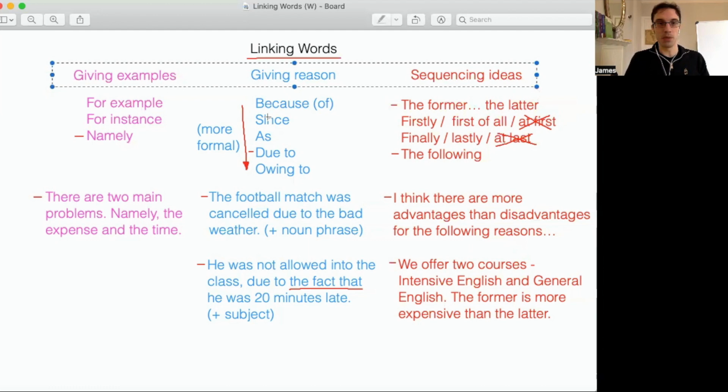If you do get the opportunity in your IELTS writing or even your speaking to use a few of these examples to raise those band scores, then absolutely do so.